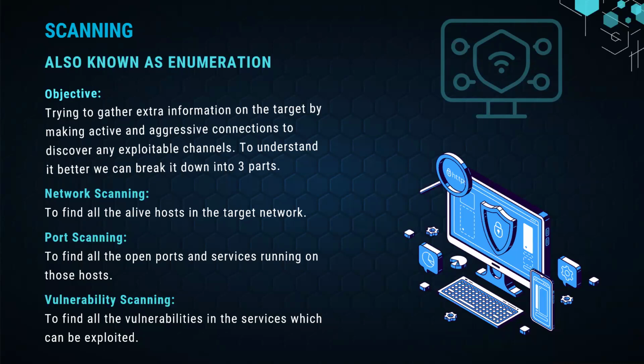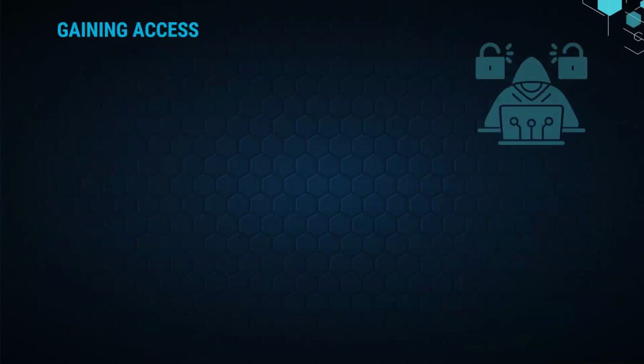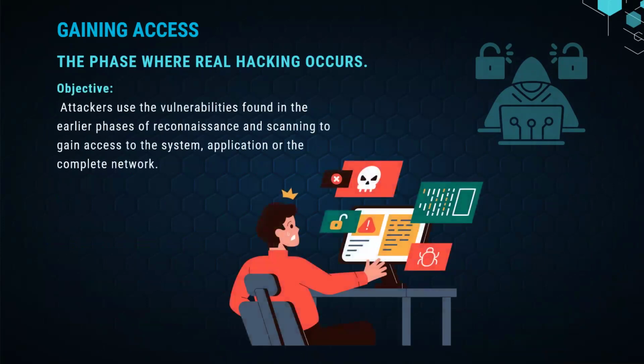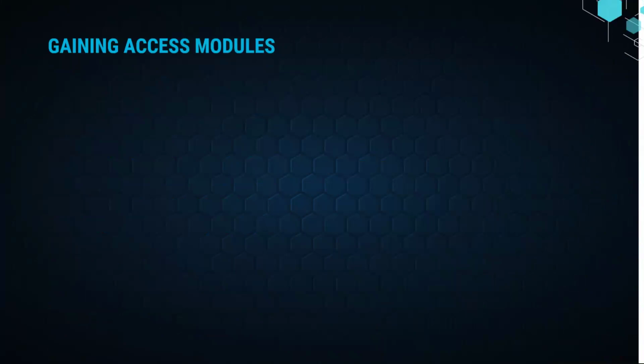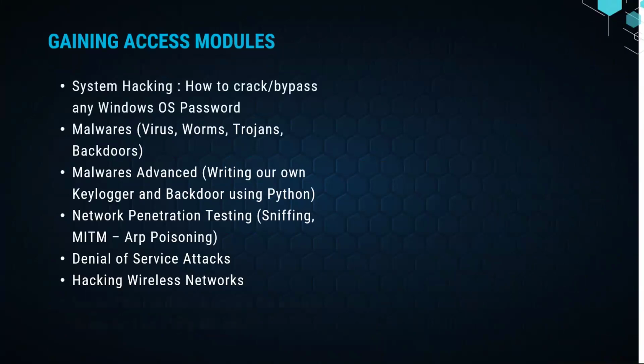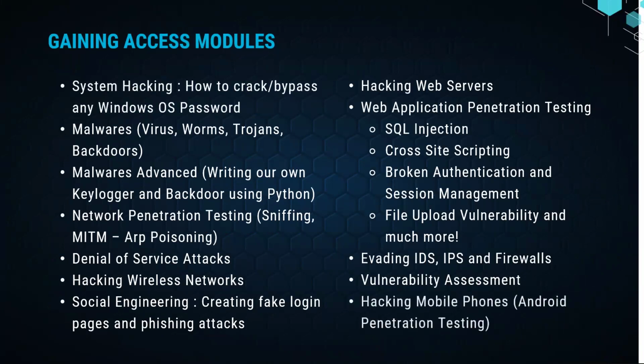Once all of this data has been obtained, finally you have something called gaining access, the phase where the real hacking occurs. Attackers or penetration testers use the vulnerabilities found in the earlier phases and now try to gain access to the system, the application, or the entire network itself. Here we learn how to attack a single system, the entire network, or a single application as well. This is one of the largest modules, guys, in the entire course and covers a vast variety of topics. I'm going to briefly explain each of these now.